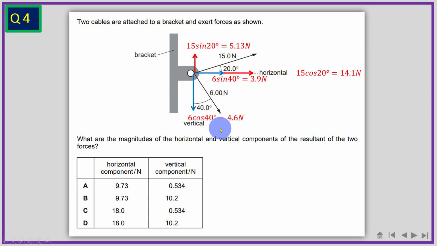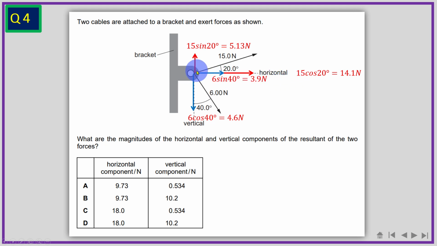We go ahead and resolve the 6 newton force again twice, downwards and horizontally. Again, here we use the cosine because it is making an angle of 40 degrees, and here we use the sine. Now, after we resolve in two directions which are perpendicular to each other, we can therefore add this force and this force the way we would add any numbers, so that we get one force which will be equal to 18 newtons: 14.1 newtons plus 3.9 newtons, we get 18 newtons.